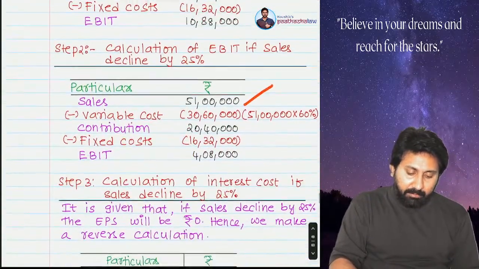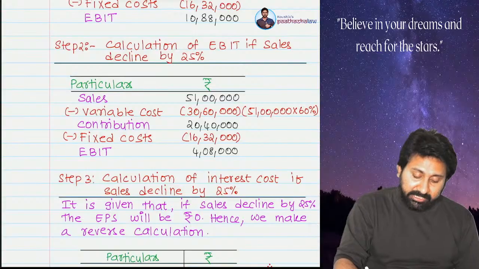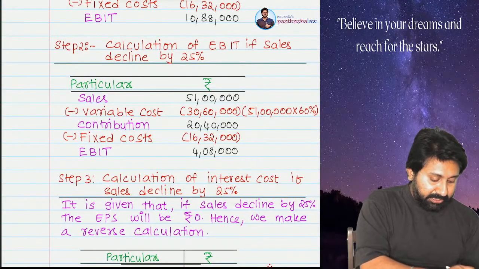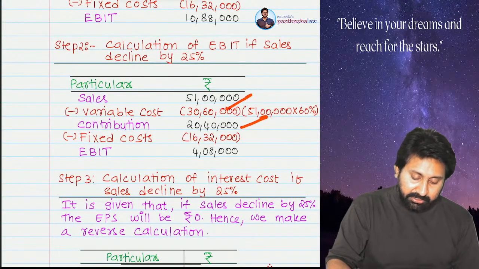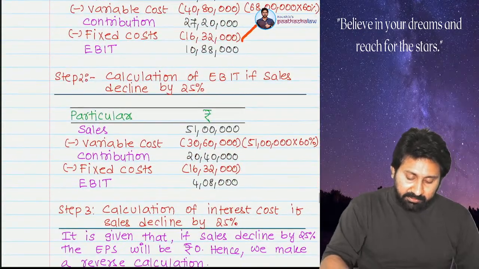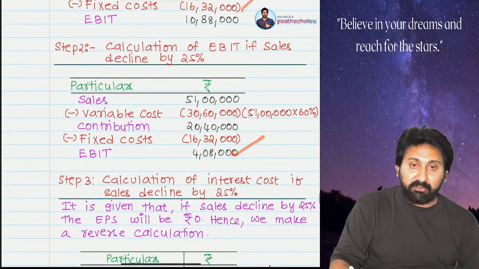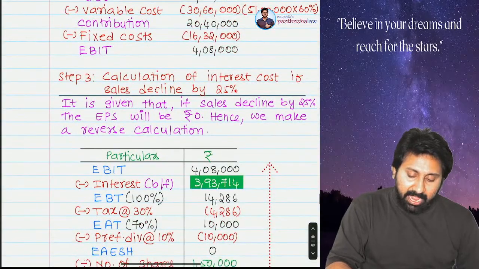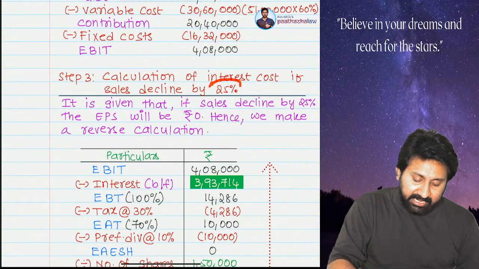But the amount of variable cost will also reduce simultaneously. 51 lakh into 60% is 30 lakh 60,000, so contribution is 20 lakh 40,000. But fixed cost will not change. EBIT becomes 4 lakh 8,000. Now the calculation of interest cost if the sales decline by 25%.